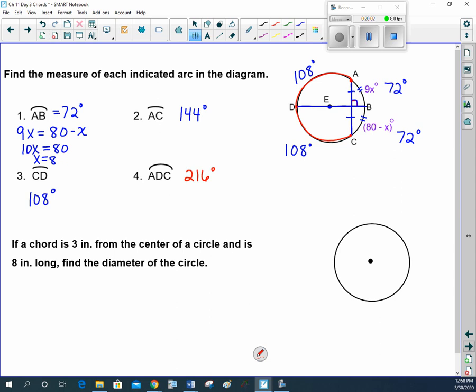Okay, last one. If a chord is 3 inches from the center of a circle and is 8 inches long, find the diameter of the circle. Okay, so what I would do is I kind of draw these all the same way. You're going to have a bunch of questions in your homework that deal with this scenario. I just draw them all the same way. First thing I do is just draw a T. So I put in my diameter, and then I just put in a random chord right there.